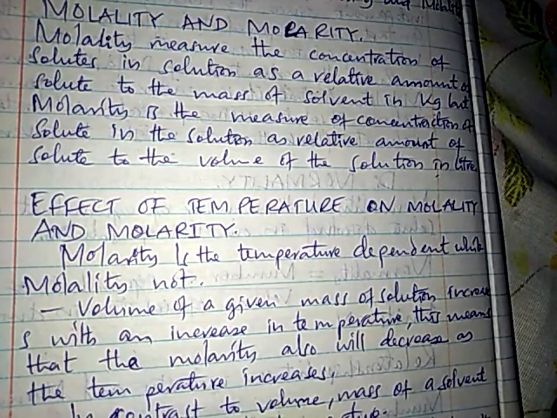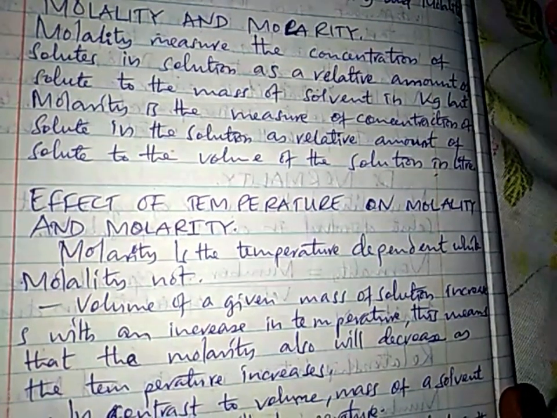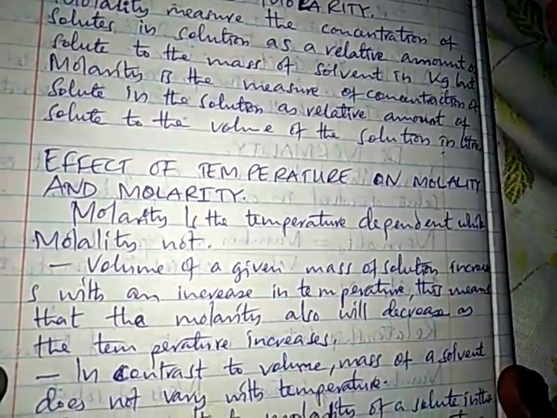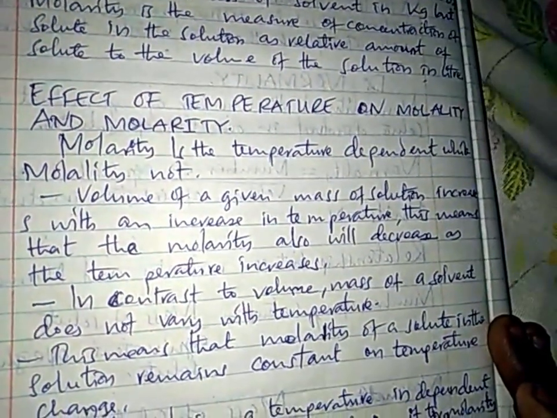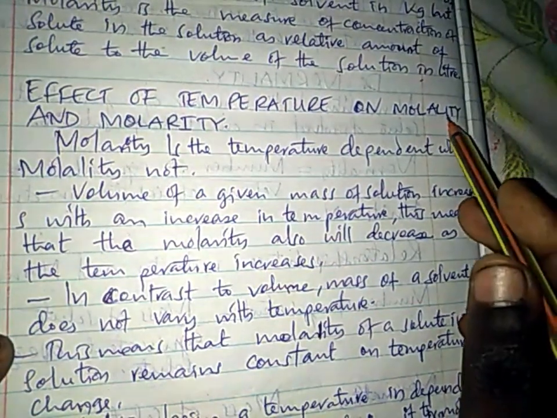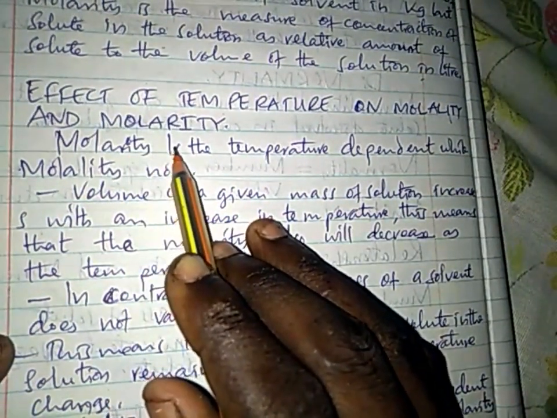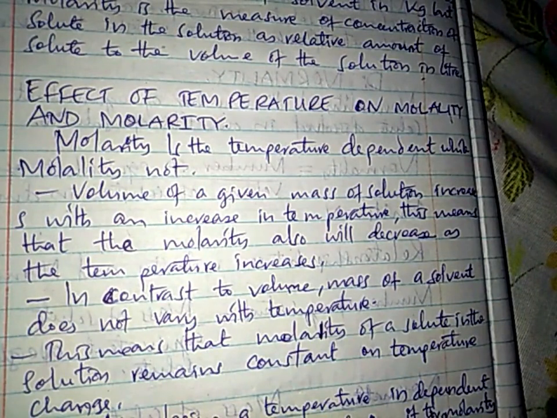Now let's see the effect of temperature on molality and molarity. Which one is affected by temperature? The molality with L and the molarity with R. As we said, both of them have the numerator, which is the number of moles. The difference now is on the denominator. The denominator of molarity is volume of solution, while the denominator of molality is mass of solvent.